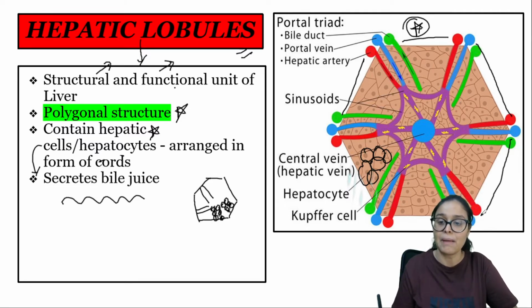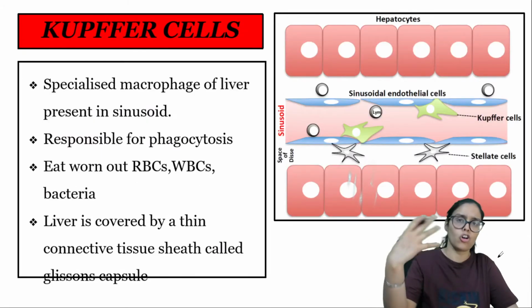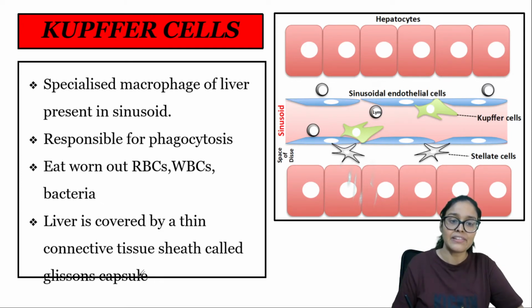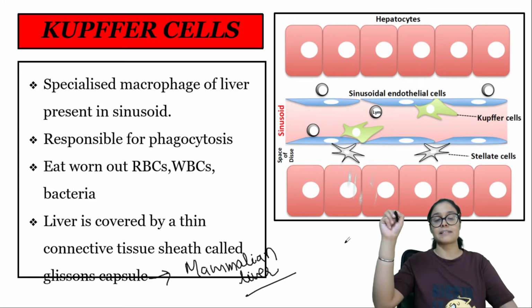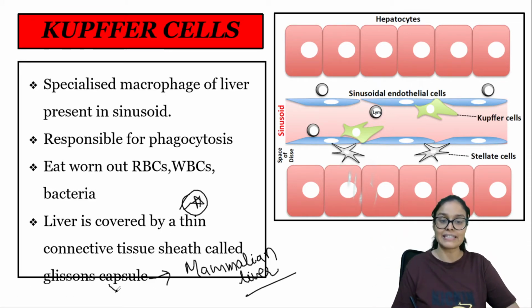it is basically covered by a membrane, and that is known as Glisson's capsule. And remember one thing, that Glisson's capsule is the covering of the hepatic lobule or of the whole liver, because the liver is made up of hepatic lobules only, right? And this is only present in the mammalian liver. So this is a feature of the mammalian liver, सिर्फ mammal के liver में present है. So the liver is covered by a thin connective tissue called Glisson's capsule, which you have to remember.